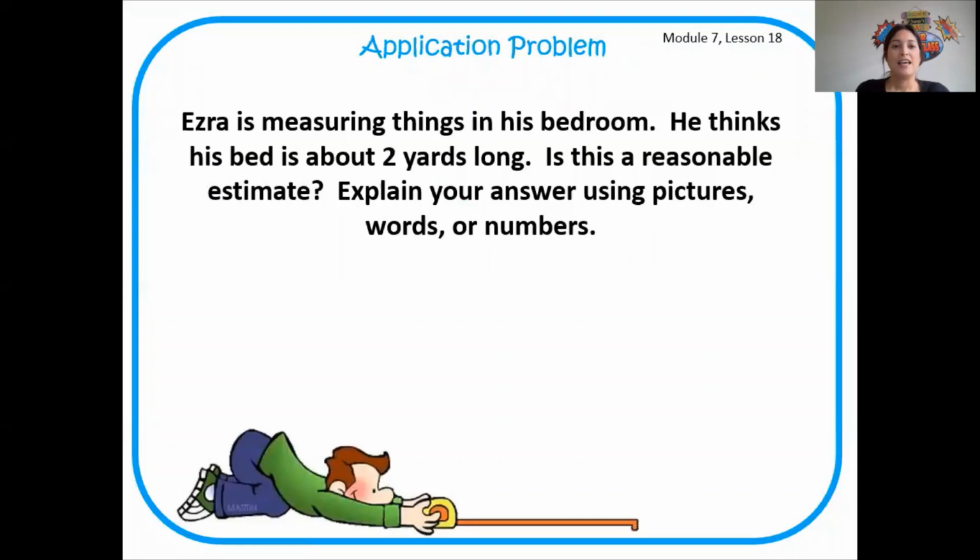All right, application problem says, Ezra is measuring things in his bedroom. He thinks his bed is about 2 yards long. Now remember, 2 yards is about the width of the door, remember? So he thinks that's 2 yards long. Is this a reasonable estimate? That means, do you think he's estimating correctly? Explain your answers using pictures, words, or numbers. So again, pause the video, try to solve as much as you can by yourself using your own brain, and when you're done, you can come back.